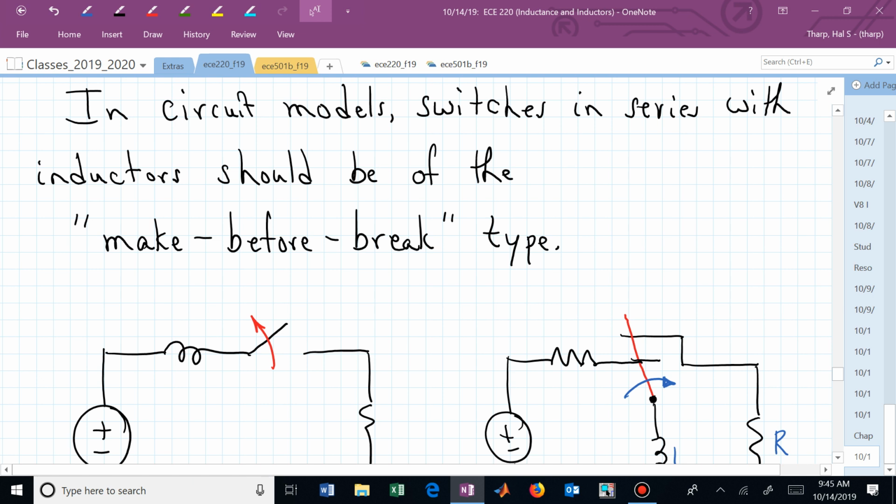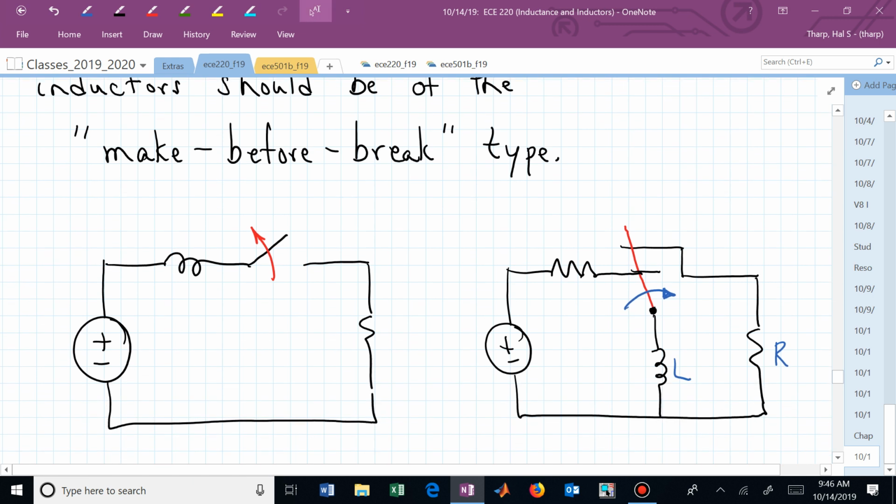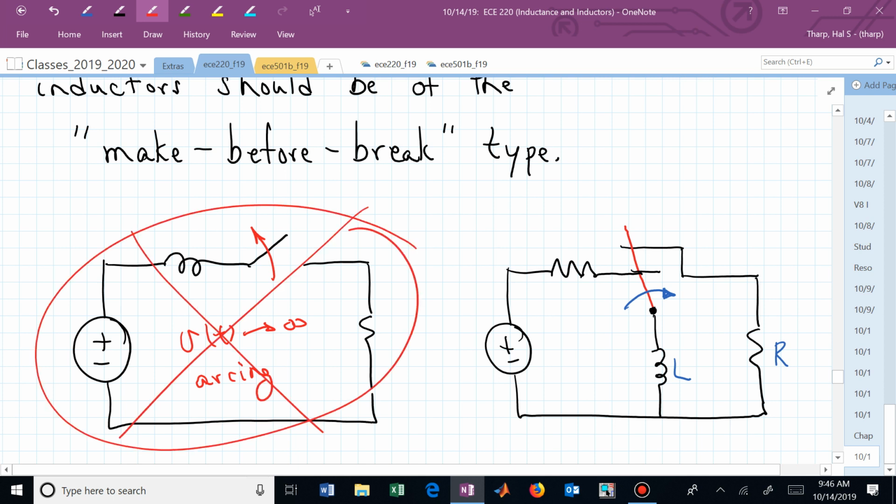So when you're switching on the right, now it will go from the left side to the right side, but you'll always keep the current flowing. That's a make before break type switch. On the left, as soon as you open that up, you've broken the connection, and the current wants to keep going, so it arcs across that switch. And that's not what we want. V of t would want to go to infinity, or we would have arcing. So here is what we're trying to avoid.